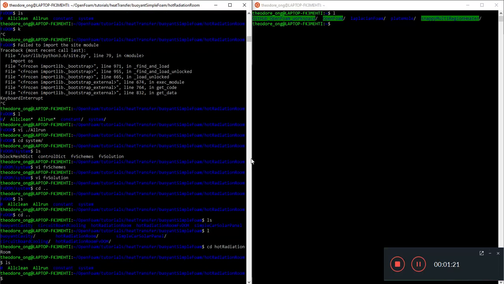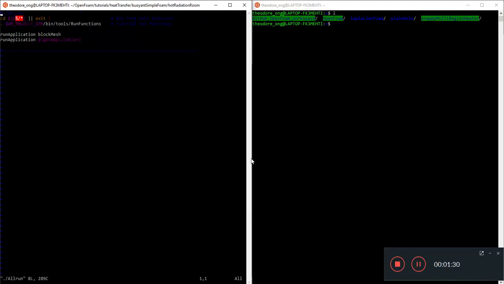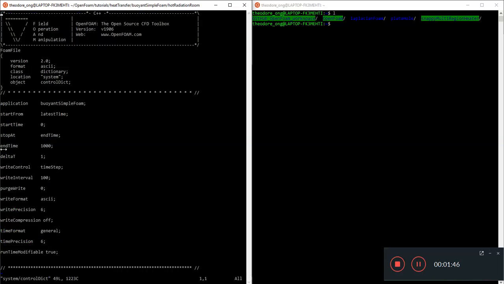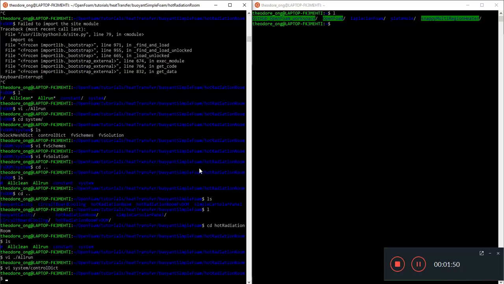So let's take a look first at how this Allrun file is being run and see what other programs they are running. This case is pretty simple. It's just running blockMesh and running the get application, which is buoyantSimpleFoam. If you look into the controlDict, for those not so familiar, you should be familiar by now, this is where the application comes from. Every time you see that get application, that's where you find it from.